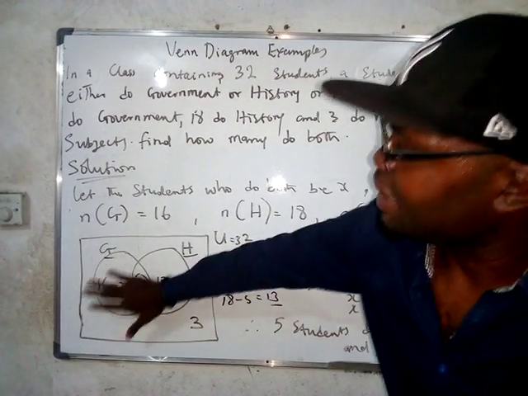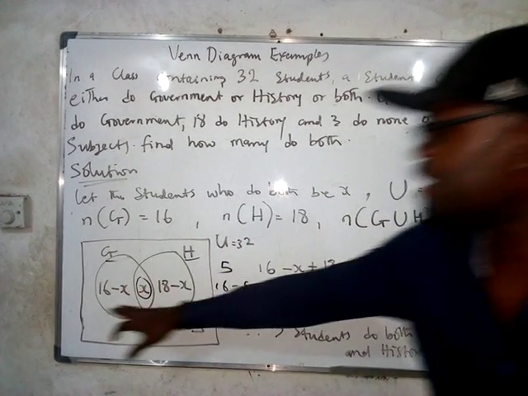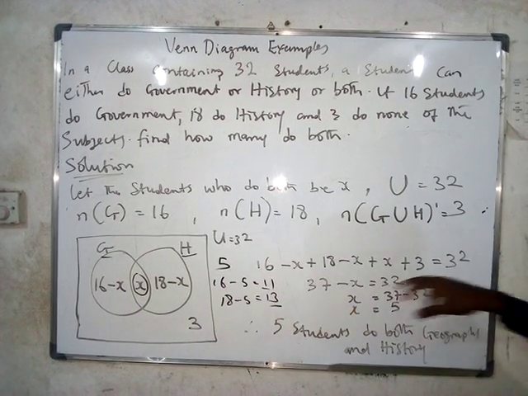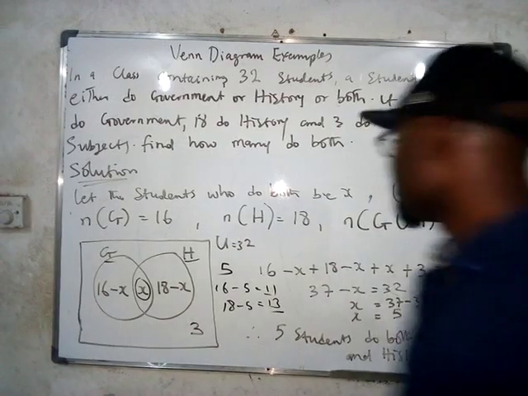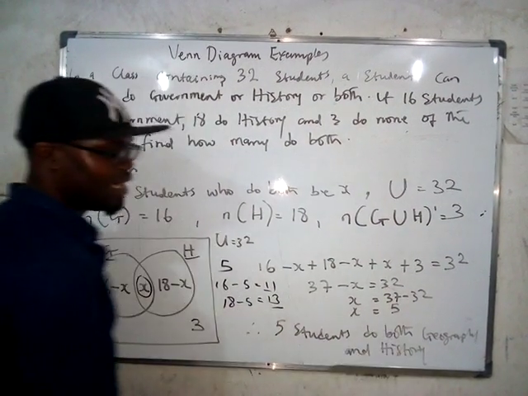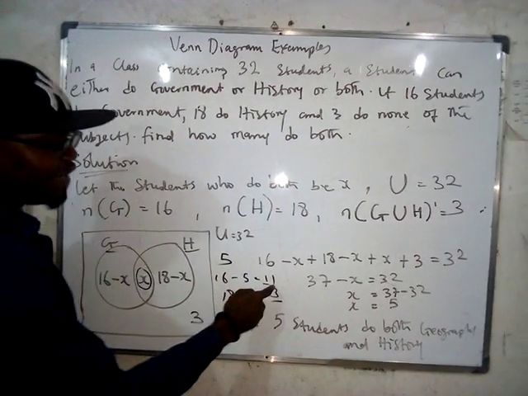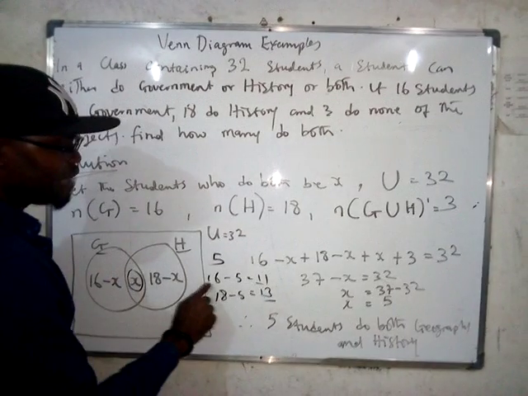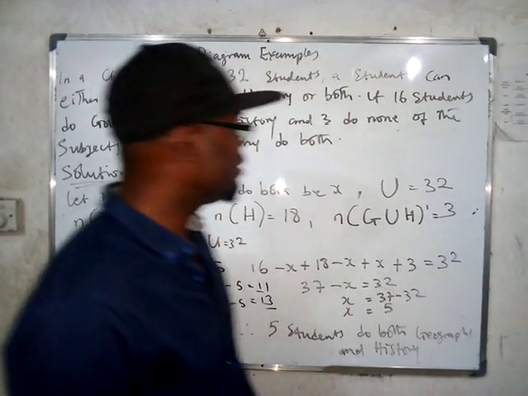Separate all of them in Venn diagram form. Then pick them one by one, add them up and equate them to the universal set. Make X the subject and find it out. If they ask you to find the number of students doing both, you can answer. If they ask you the number of students doing only geography, you also solve it. After finding X, you will now be subtracting, you understand, to get the individual values.